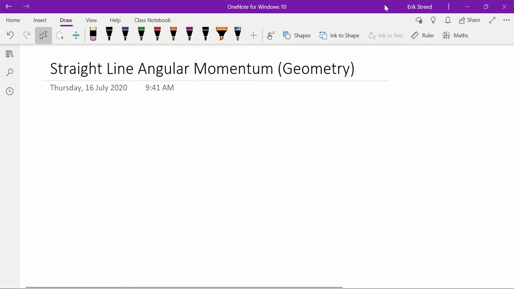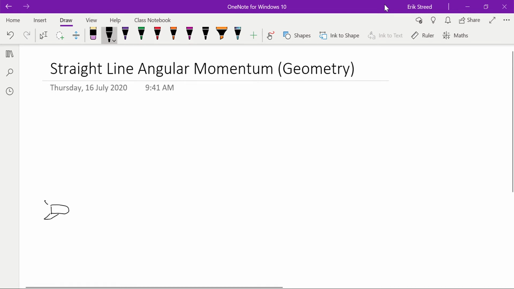Hello and welcome back. Today we're going to be talking about how to show the conservation of angular momentum for straight line motion using a geometry approach. Previously we used a vector approach, and that works for some people, and for other people it doesn't. So we're going to show how to solve this problem in a different way.